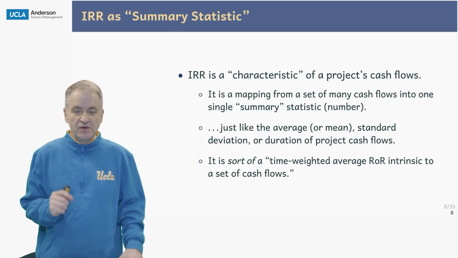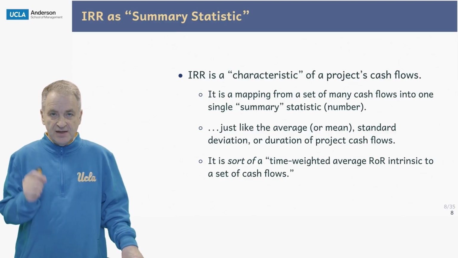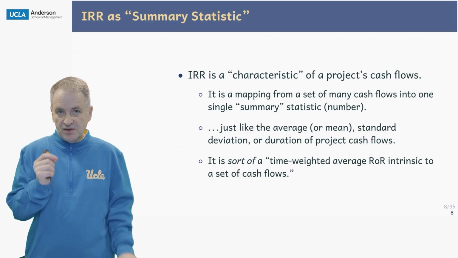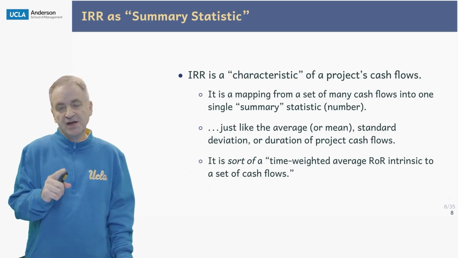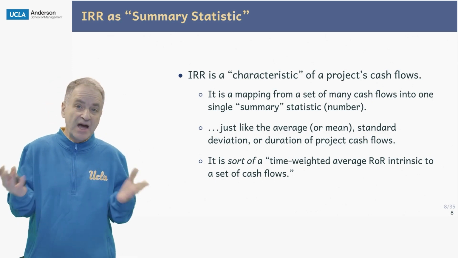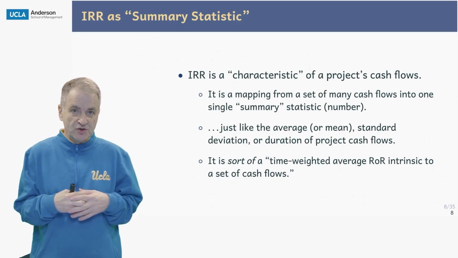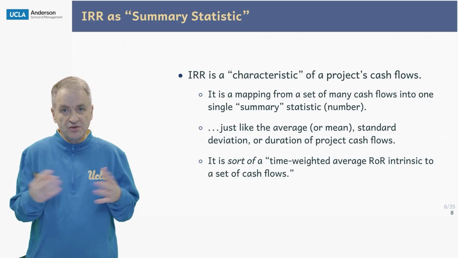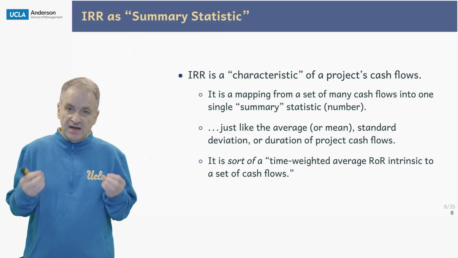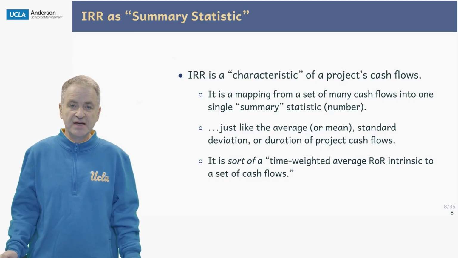You can also view the internal rate of return as a characteristic of a project's cash flows. It is a mapping from a set of many cash flows in many periods into one single summary statistic. A statistic is a number that summarizes data the same way that an average summarizes something about many different data points. So it's just like the average or mean, or like a standard deviation, or like a duration, or many different other statistics. It is sort of a time-weighted average rate of return intrinsic to a set of cash flows.